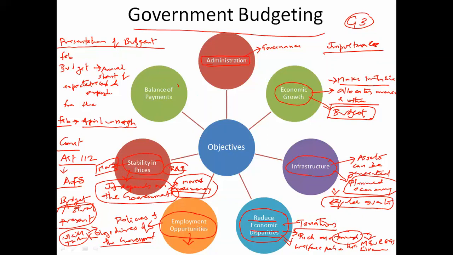And finally, government's budget will also have an influence on the balance of payments situation. Suppose if government does more external borrowing to finance the deficit, that will have a harsh impact on the balance of payments scenario. The balance of payments means imports minus exports. So in India, we have more imports and less exports. So our balance of payments situation will always be on the negative.